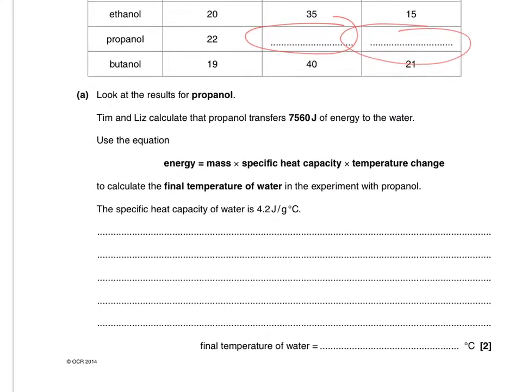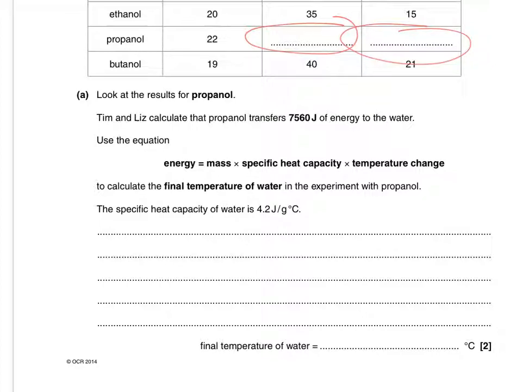So if we read through the actual question, look at the results for propanol. Tim and Liz calculate that propanol transfers 7,560 joules of energy to the water. Use the equation, energy equals mass times specific heat capacity times temperature change, to calculate the final temperature of water in the experiment with propanol. The specific heat capacity of water is 4.2 joules per gram per degree Celsius, okay?